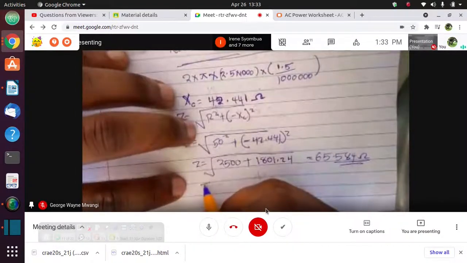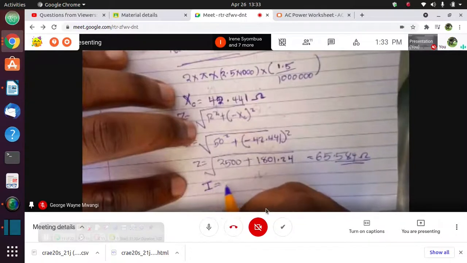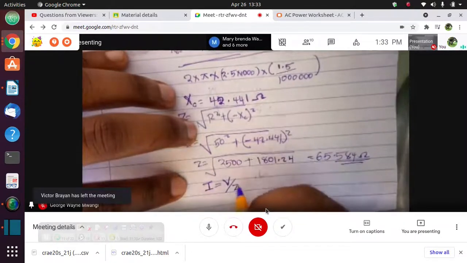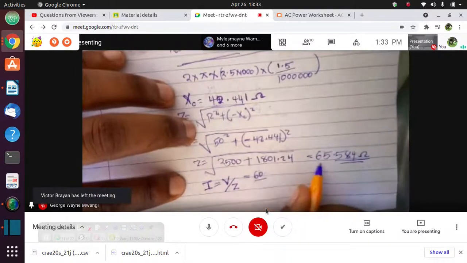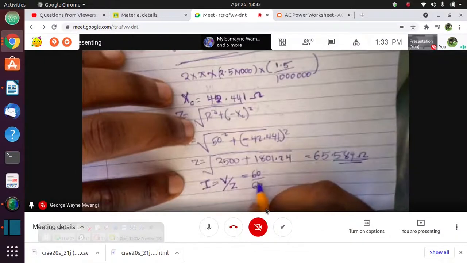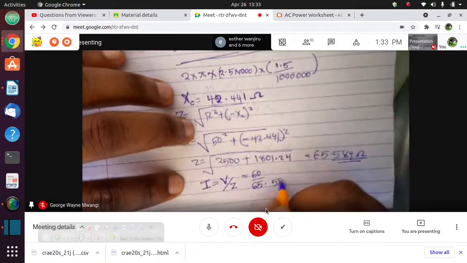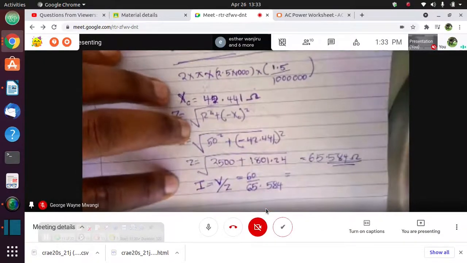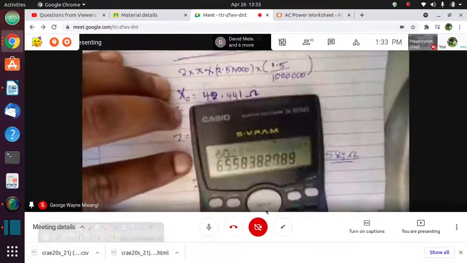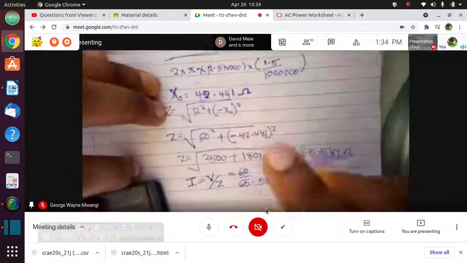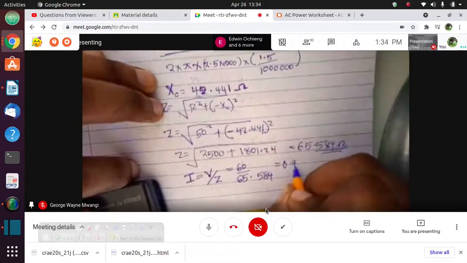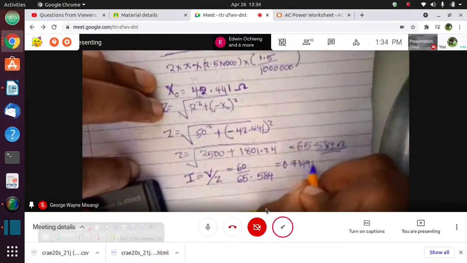So what will be the current flowing in our circuit? The current will be given by the supply voltage divided by the total resistance, which is the impedance. The voltage supply was 60 volts. The impedance is 65.584, giving you a current of 60 divided by that answer. It gives you that the current flowing in that circuit is 0.9149 amperes.